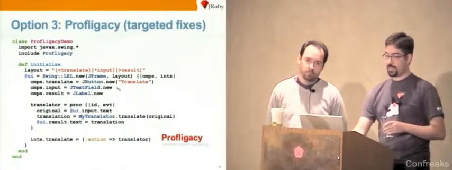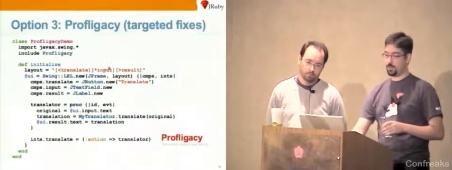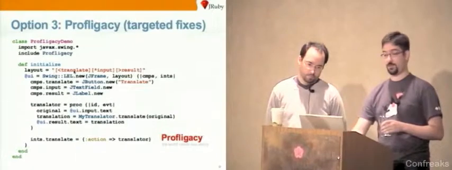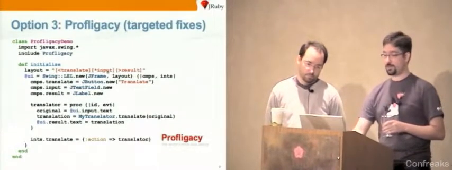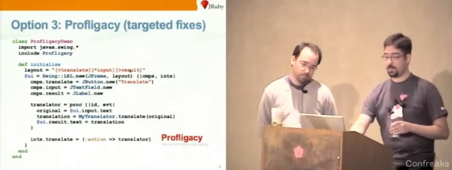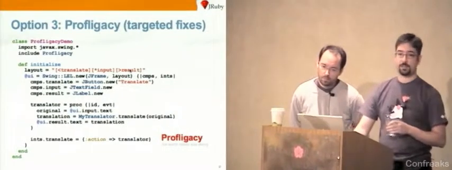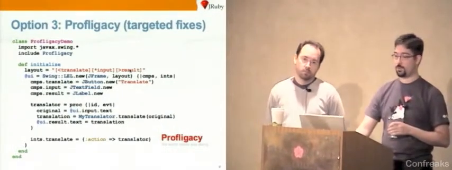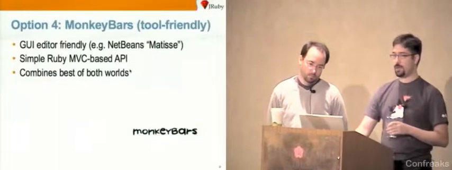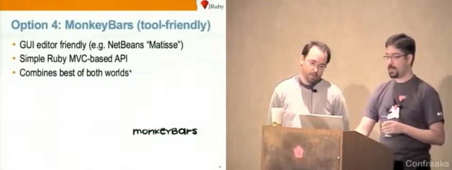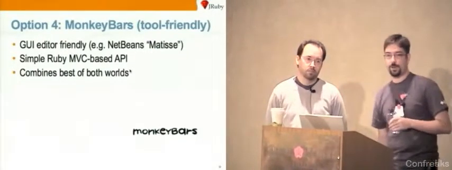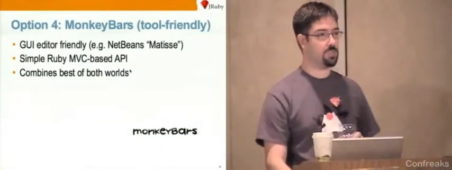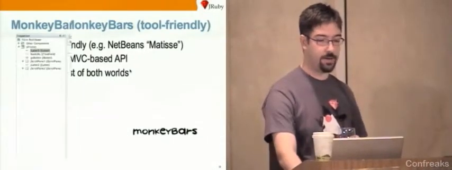And the magic is that you have this new little layout language. It says translate is going to be left aligned, input is going to be centered, and result is going to be right aligned. So a nice simple way to do direct calls and direct layout of your Swing components. Monkeybars is a more recent entry. It basically decided to be GUI editor friendly, because pretty much anybody who wants to build any non-trivial app is going to use a GUI editor.